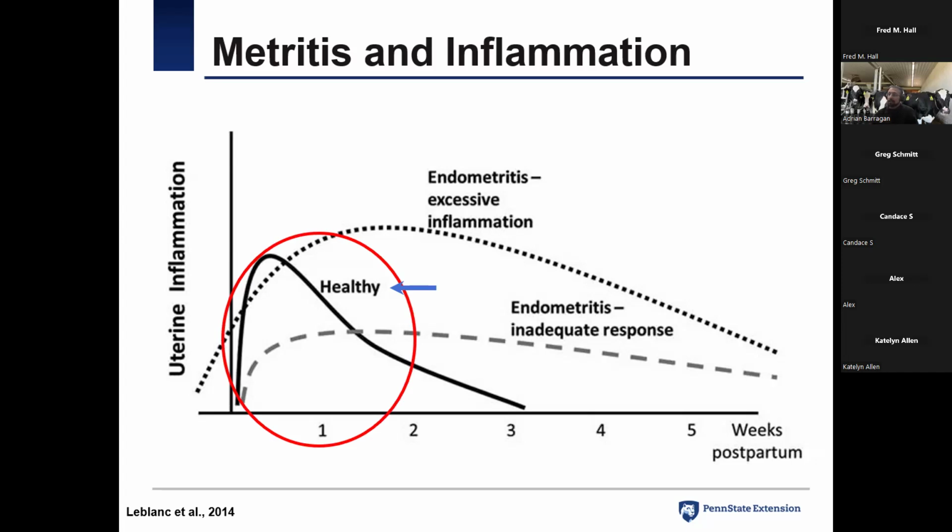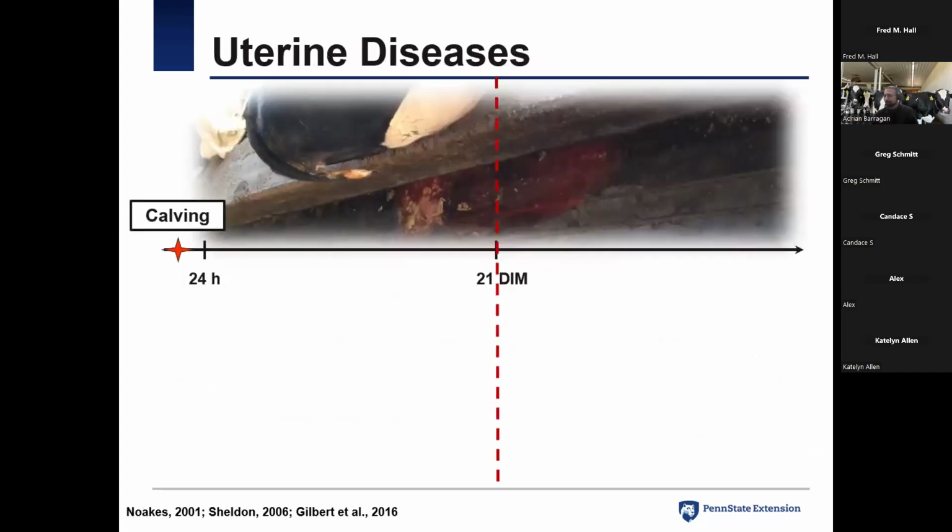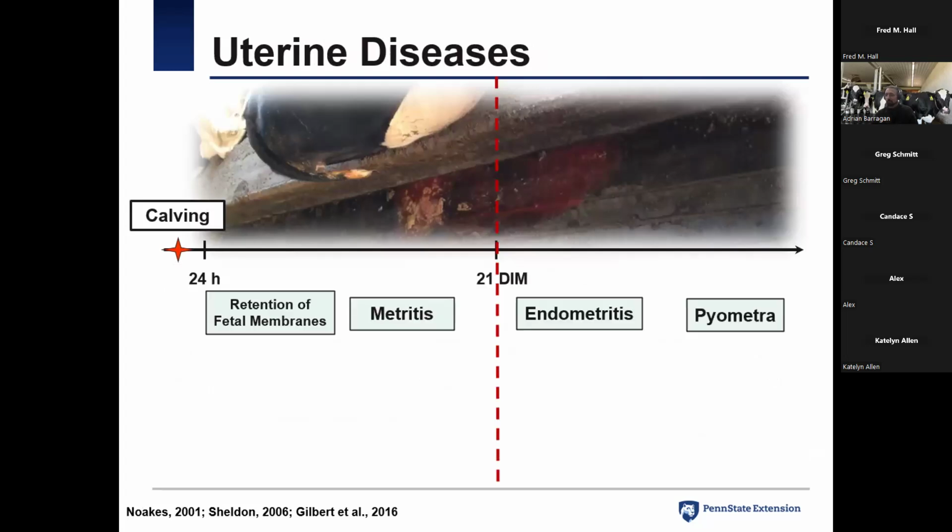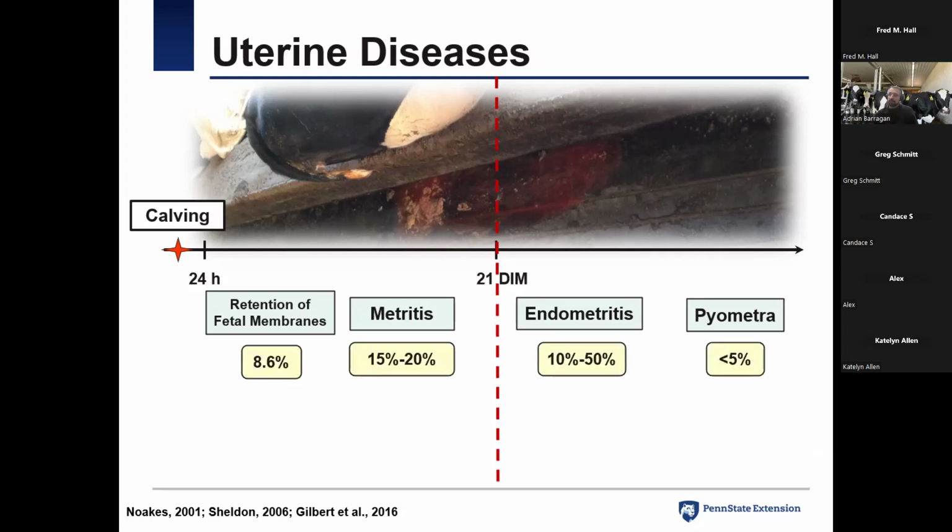But let's go back to the actual definition. When we think about uterine diseases, I told you there are a number of those. We have retained fetal membranes, metritis, endometritis, pyometra. You have the timeline right here. So everything that is before 21 days is either retained placenta in the first 24 hours after calving, or metritis if it's infection of the three layers of the uterus before 21 days after calving, 20 days in milk.